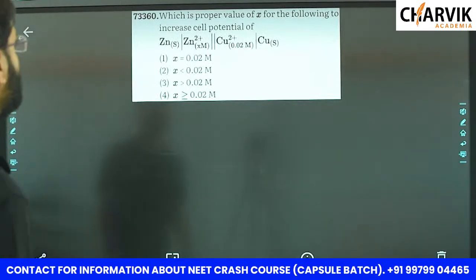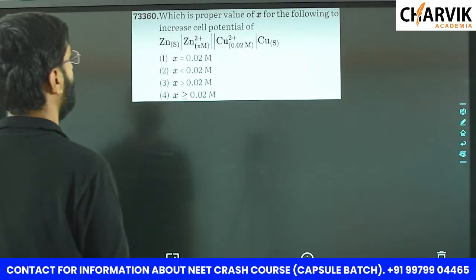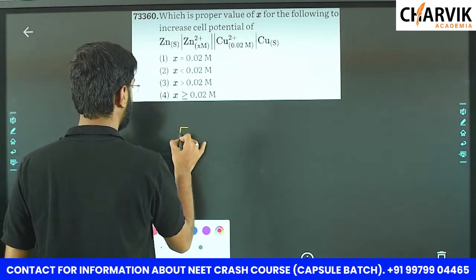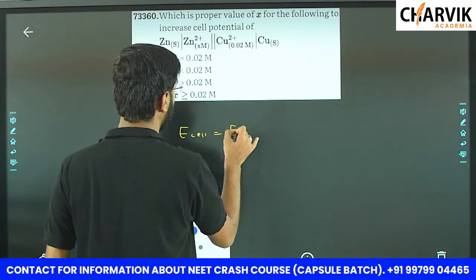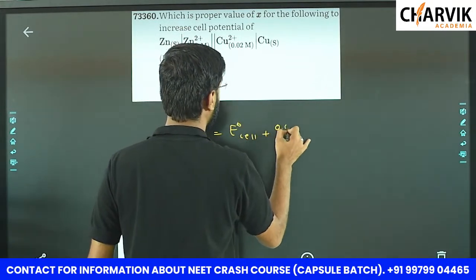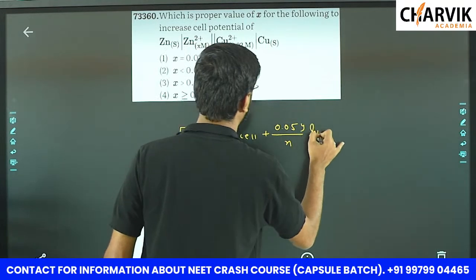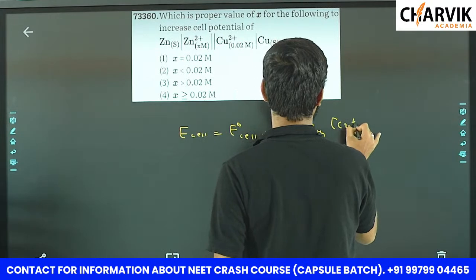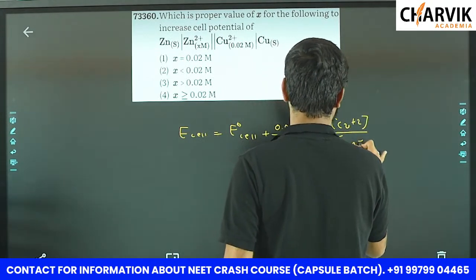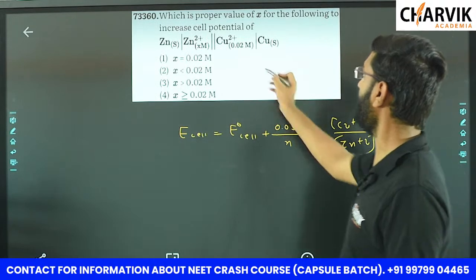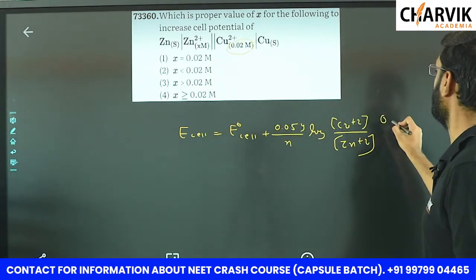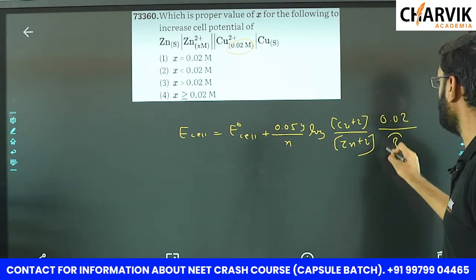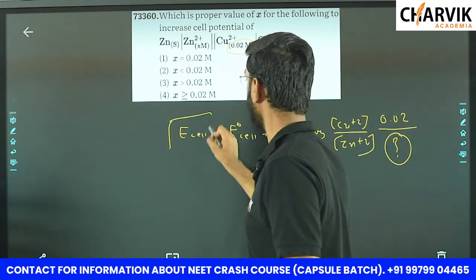Next, which is the proper value for X to increase the cell potential? Now, you know the Nernst equation: E cell is equal to E naught cell plus 0.059 by n log cathode by anode. Cathode by anode means Cu2+ by Zn2+. Now you can see here the concentration of Cu2+ is 0.02. And what should I do to increase this value?